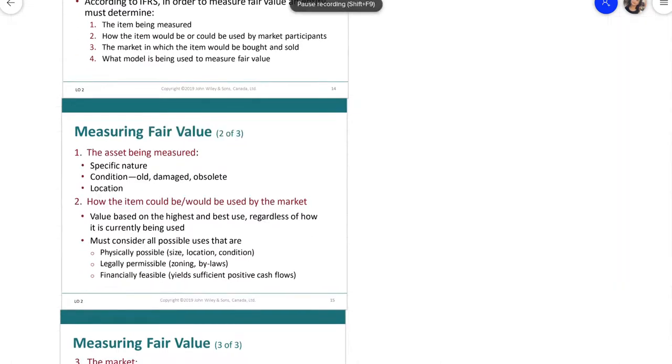Now, the other thing we need to look at when we are measuring the fair value is how these items could be used or would be used by the market. So we look at this asset, and when we're valuing them, we want to know how this asset is best going to be used. So when we're valuing the item, that's what we look at: value based on the highest and best use, regardless of how it's currently being used.